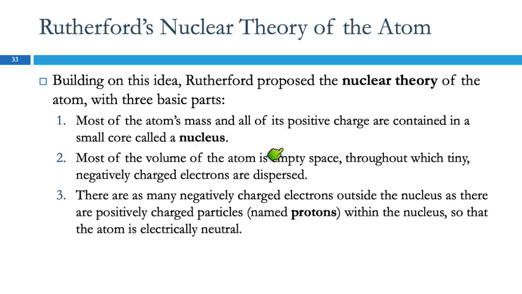Most of the atom's mass and all of its positive charge are contained in a small core called the nucleus. Most of the volume of the atom is empty space, and that's where the tiny negatively charged electrons are found. And 3, there are as many negatively charged electrons outside the nucleus as there are positively charged particles inside the nucleus. And they named those positive particles protons. So proton and positive both start with P. The protons are the positive charges.